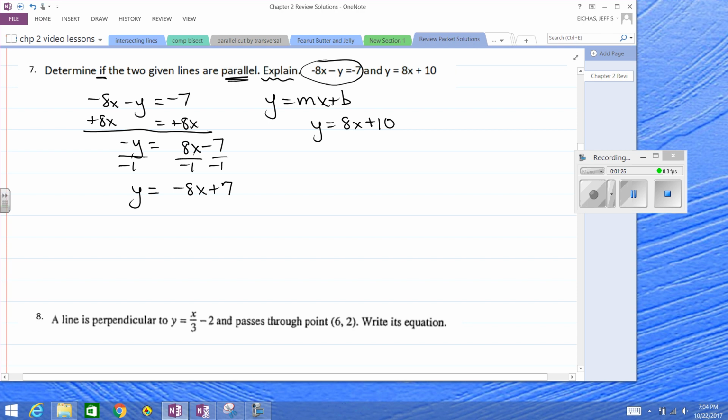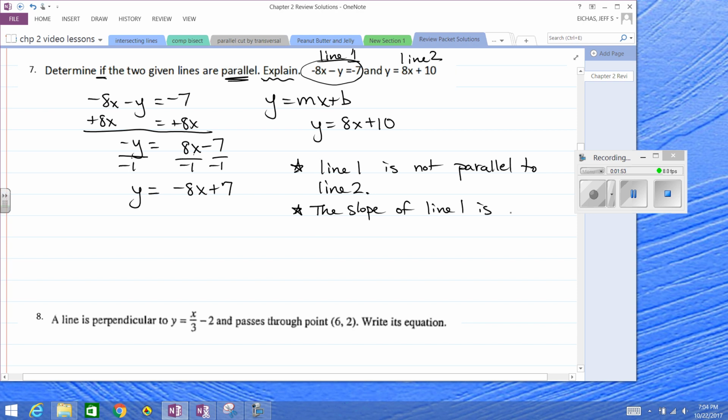Determine if the lines are parallel. Well, they're not. Okay. So let's call this line 1 and line 2. All right. So what we're going to do is we're going to say line 1 is not parallel to line 2. The slope of line 1 is negative 8, and the slope of line 2 is positive 8.